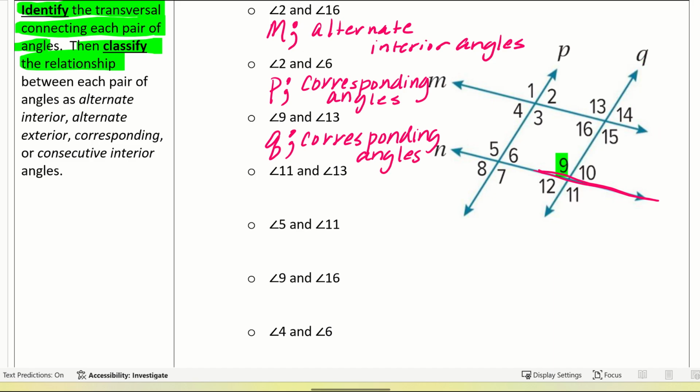Okay, I'm going to erase. All right, we're looking at 11 and 13. So here's 11, here's 13. Looks like the same transversal again. Looks like it's Q. This is going to be our transversal that cuts those two lines M and N. And these look like they're on the exterior of M and N. So they're on the outside and they're alternate. So we're going to put Q and we're going to put alternate exterior.